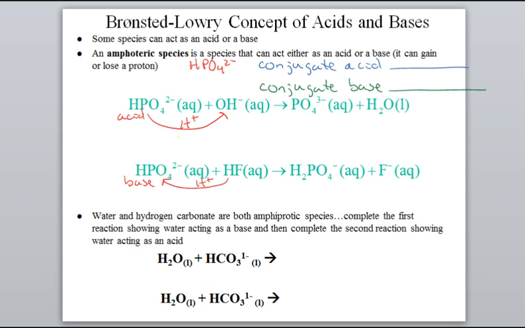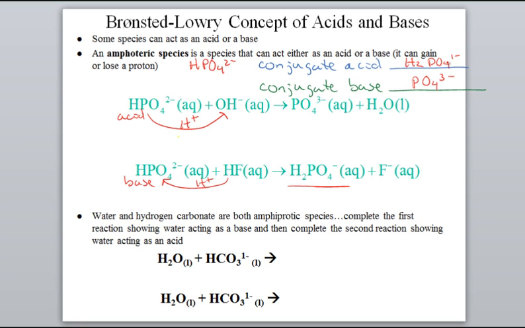So if you have hydrogen phosphate 2 negative, if it behaves as a base, what forms on the product side is its conjugate acid. So its conjugate acid would be dihydrogen phosphate, H2PO4 1 negative. If you had hydrogen phosphate 2 negative and its conjugate base, it would have one less hydrogen. So it's phosphate. If hydrogen phosphate is behaving as an acid, what forms on the product side is a base.